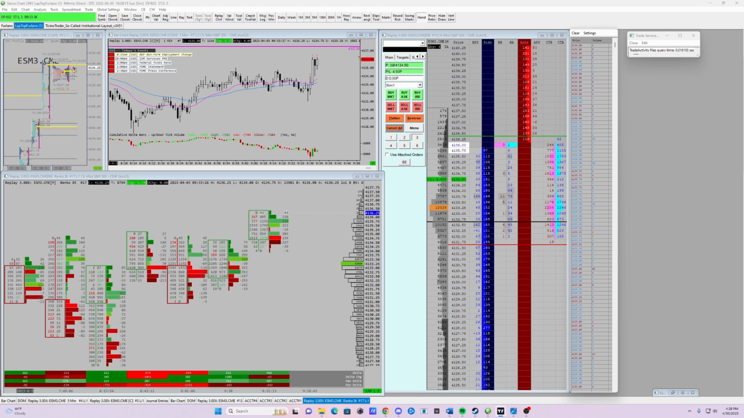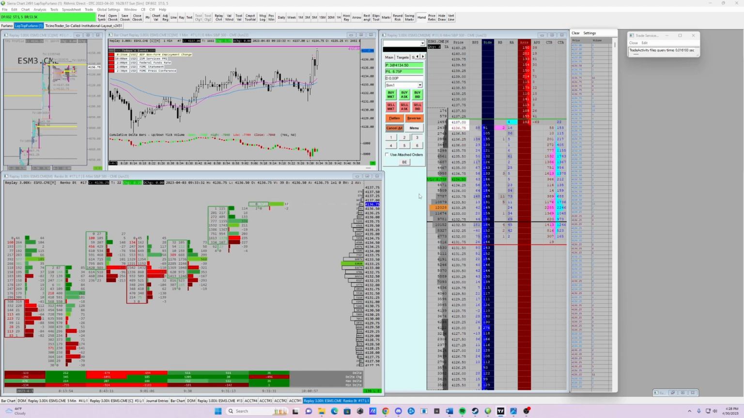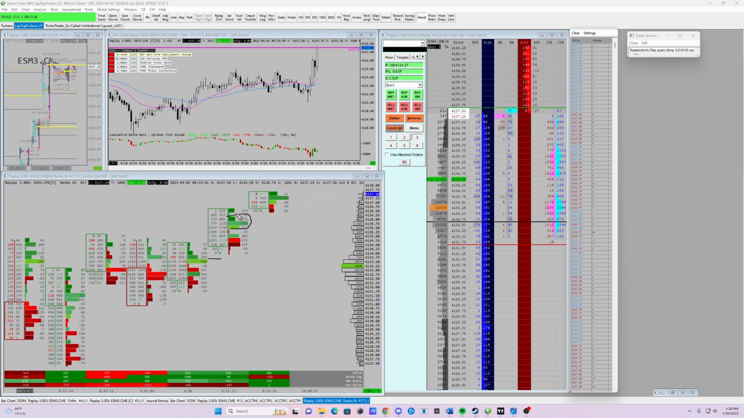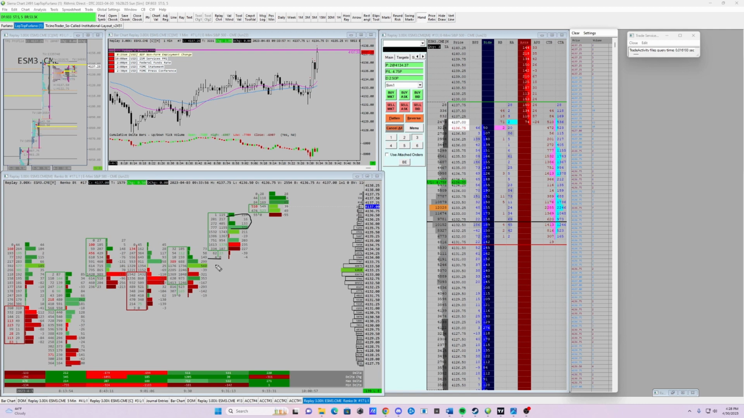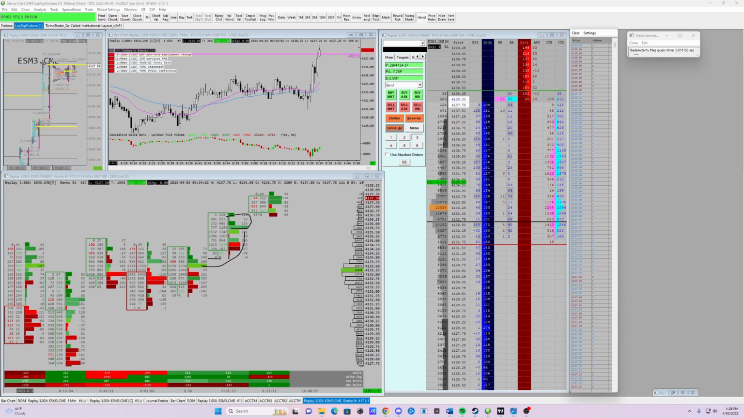Let's continue to watch this for a little bit here. So we obviously did accept this area. We printed another really thick node here. Buyers are accepting above this as well, so that means aggression is actually stepping up.